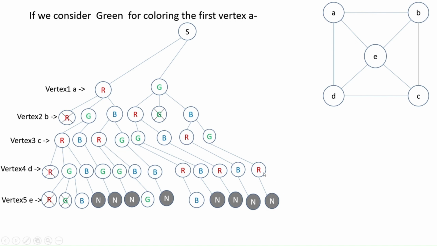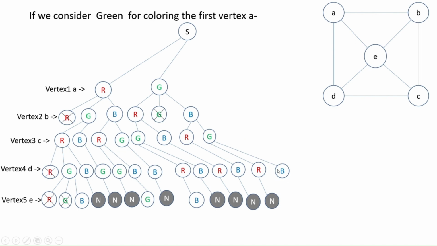Again we are backtracking to this third vertex. For this third vertex, we are done with red. Can we color the fourth vertex with green again? No, it is not possible. So we are going with blue color. That is, we are going to color this fourth vertex with blue. So we have colored it.